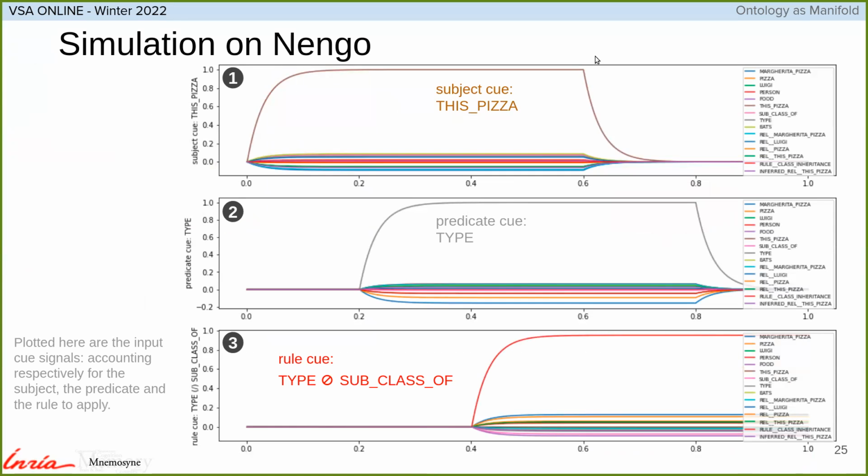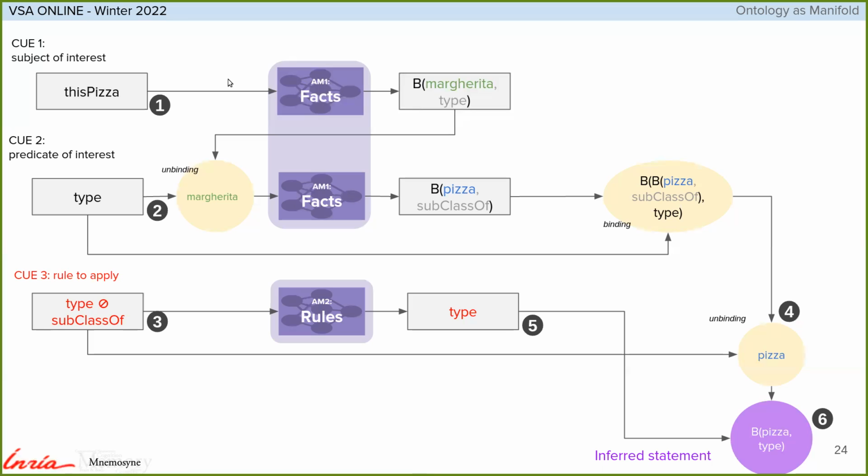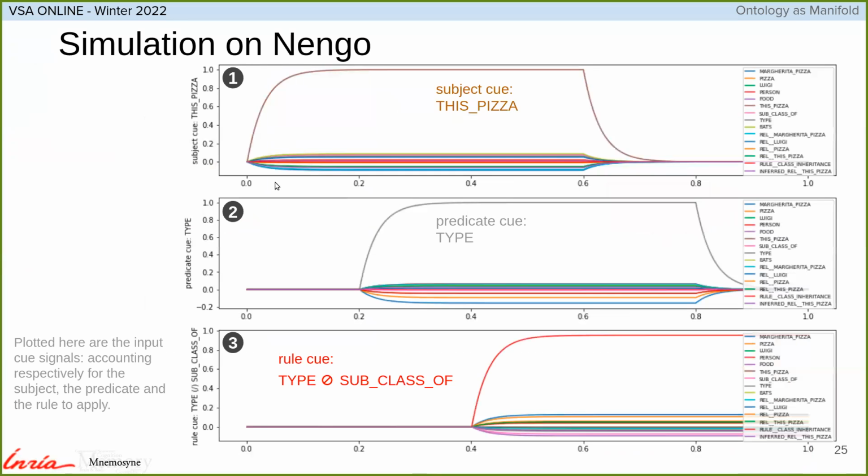You can see here that the first one, which was the Q of interest, shows a very high similarity when we compare it to the other words of the vocabulary. It's very similar to this pizza, so we can deduce that this is the right subject Q, this pizza, and this is how the neural network will process the Q and understand it. Then same goes with the predicate Q, which is type, and with the rule Q, which is type combined with subclass of.